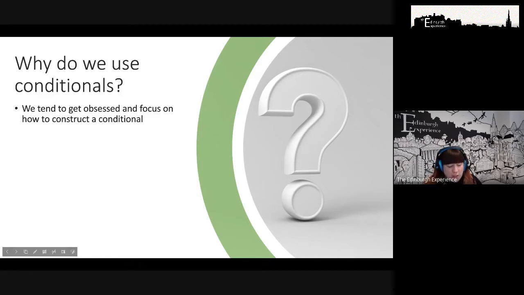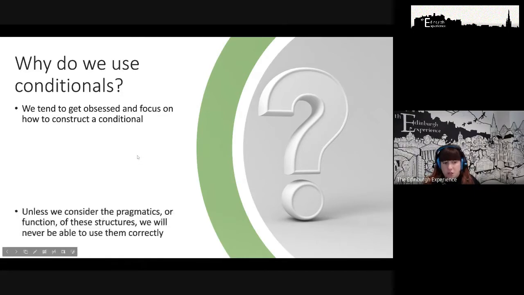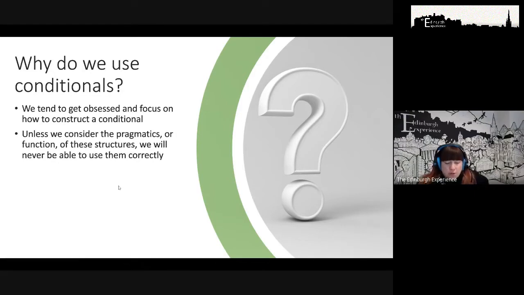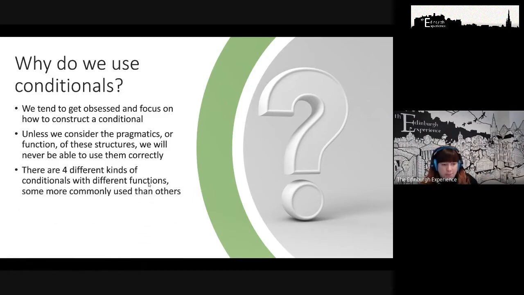I find with my students that what usually happens is that people get really obsessed with how to construct conditionals, and we lose focus on what they actually mean and what we are using them for. If we don't think about the pragmatics of these structures, so the pragmatics means the function that they are serving, what does that structure represent in terms of the language? You're never ever going to be able to use conditionals correctly if you keep just focusing on how you put them together. So we're really going to think today about the function of them.